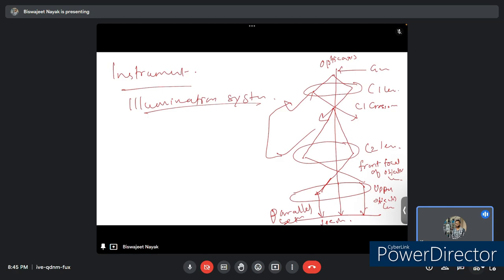The C1 lens first forms an image of the gun crossover. So in case of a thermionic source, the original crossover may be very small, tens of micrometers, and this crossover is demagnified by orders of magnitude. In case of a field emission gun, the source size may be less than the desired illumination area on the specimen, so it may be necessary to magnify the crossover. So the best way to get a parallel beam is to produce an unfocused image of the C1 crossover, then focus it again.